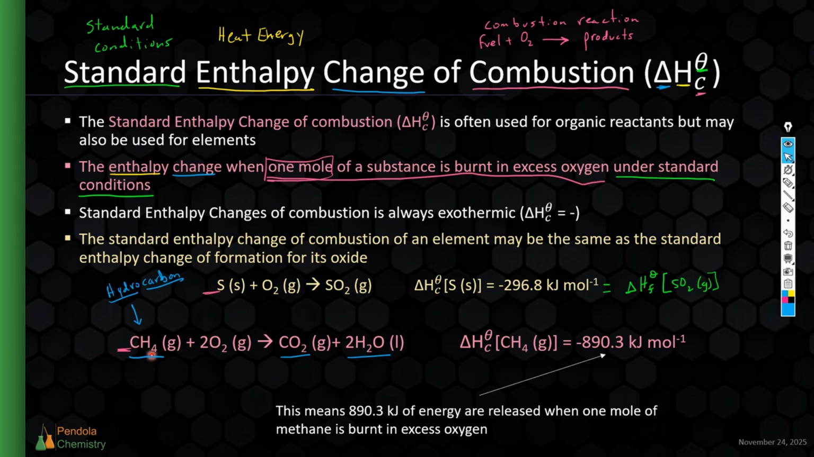Now, the enthalpy change of combustion of methane means that we're burning 1 mole of methane in excess oxygen, and the enthalpy change of combustion there is going to be negative 890.3 kilojoules per mole. Again, this is always going to be negative because enthalpy changes of combustion are always negative. So this is heat expelled or given off.